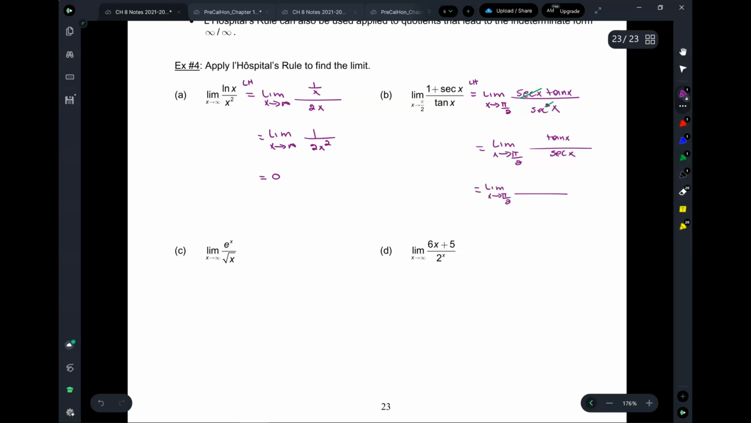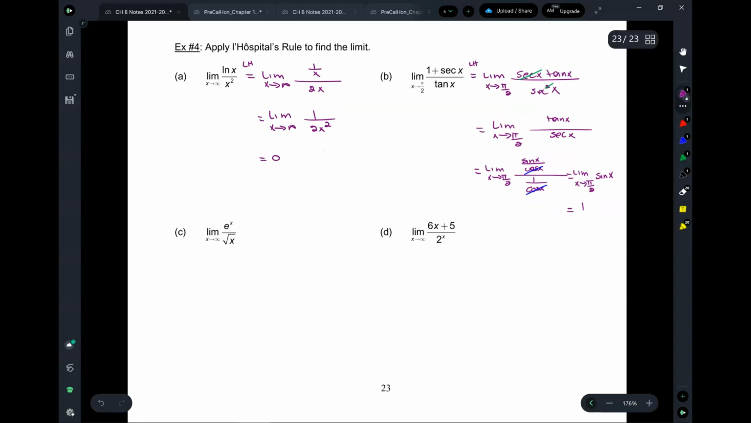Okay? So what's tangent these days? Sine x over cosine x over 1 over cosine x. Right? The cosines cancel. So you just have the limit as x approaches pi over 2 of sine x. And how much is that? 1. Oh my god. It's pi over 2.